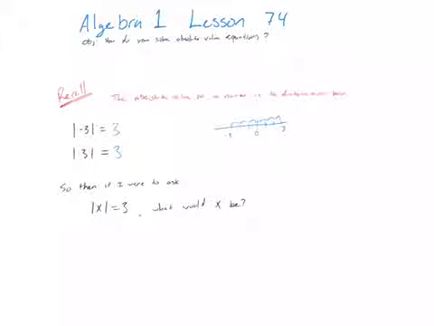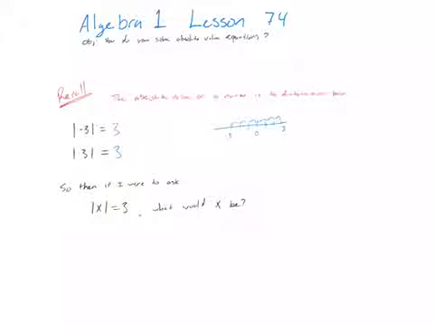Now, to take this into the idea of an equation, what if I were to ask you something like this? The absolute value of x is equal to 3. What could we plug in there for x? Well, notice, here's an example that would give me 3, and here's an example that would give me 3. So this one actually has two different answers.